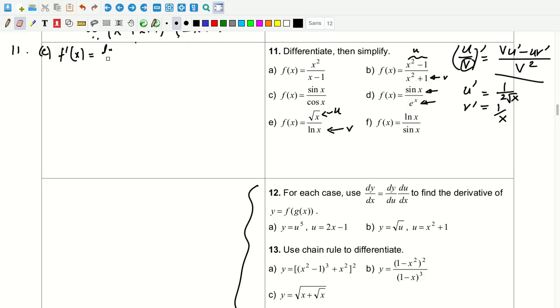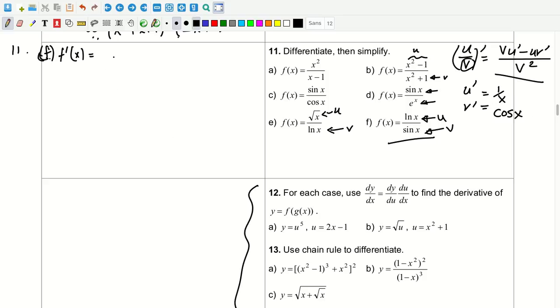Let's do this. So next, we are doing a similar sort of situation. We've got part f, ln x over sine x. So u prime, in this case, is 1 over x, because u is ln x, v is sine x. The derivative of sine x is? That's right, cos x.